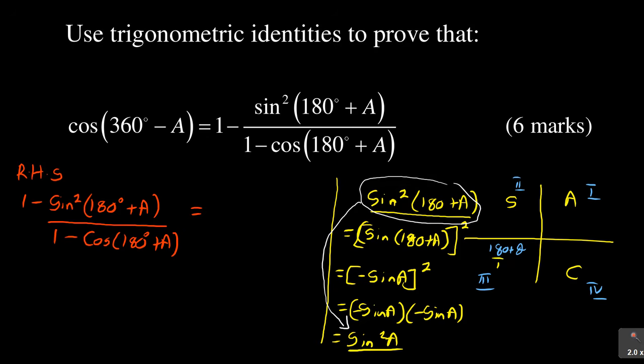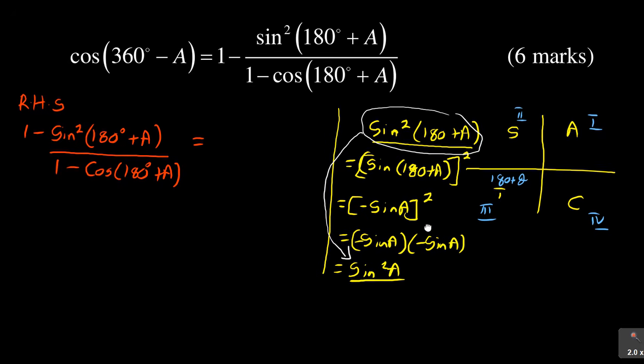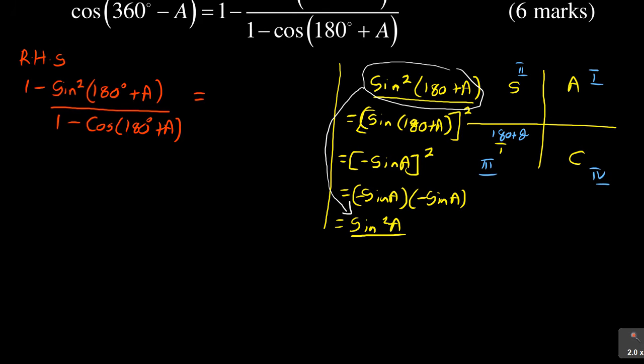Again, I can use the same way to reduce cos(180 plus A). We said it is in the third quadrant, and in the third quadrant cos is also negative, so this becomes negative cos A. So again, I have reduced that.